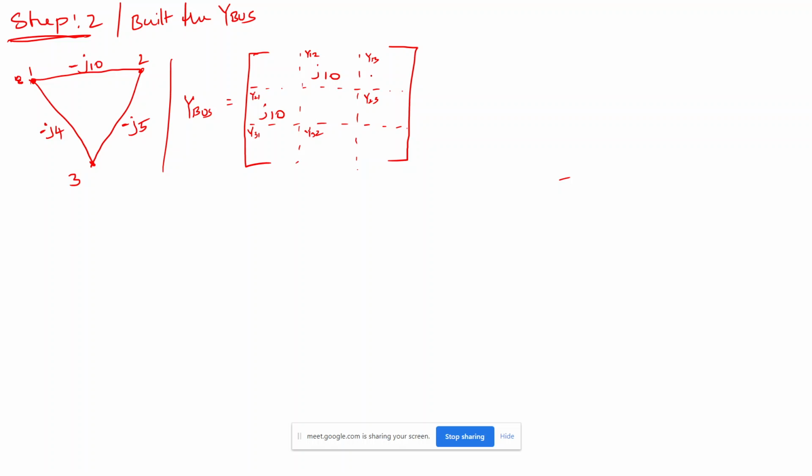And then here what is the value? Y13, j4, very good. And here j4, and here j5, j5, and here j5. To fill the diagonal elements, just add these two and put a minus here. So minus j, if you add these two, you will get 14, right? And just put a minus here, and if you add these two, you will get j15, and minus, and this value is j9. Now our Y bus value is ready, right?